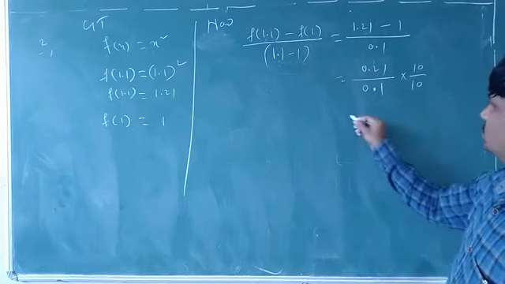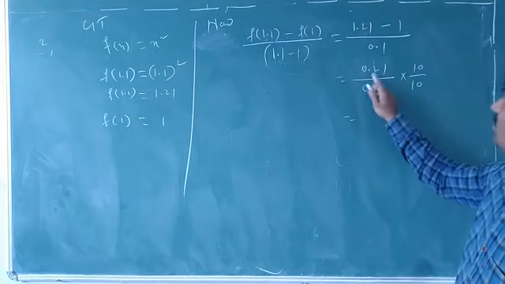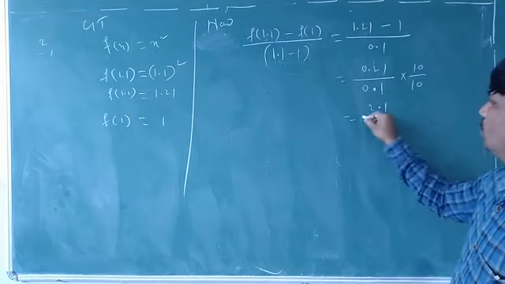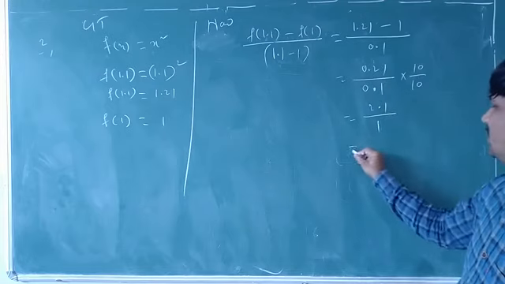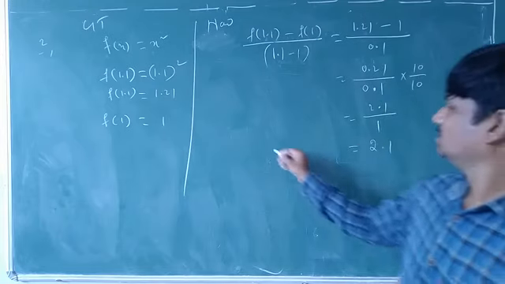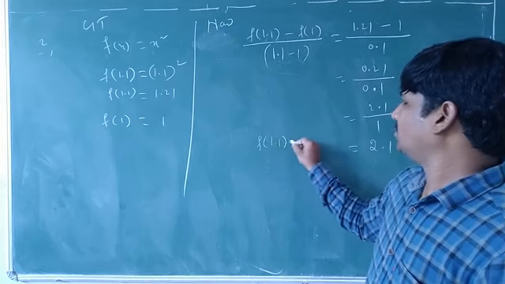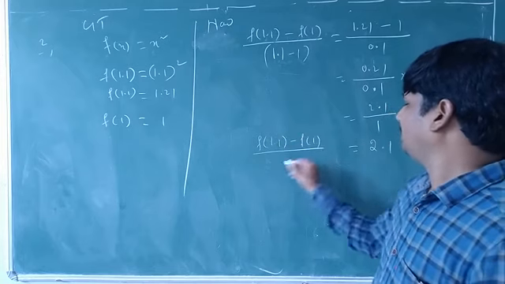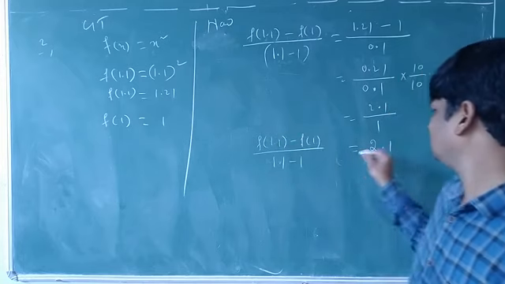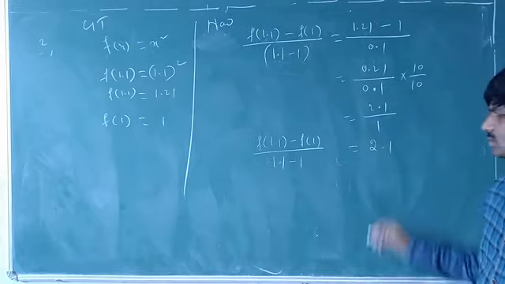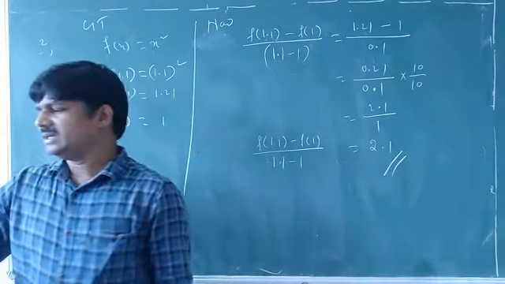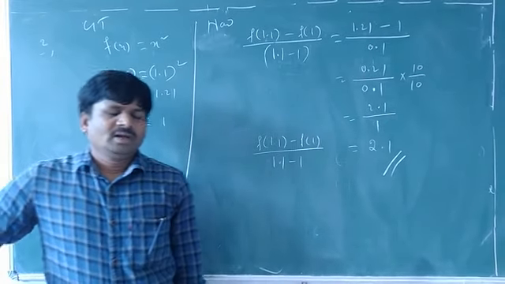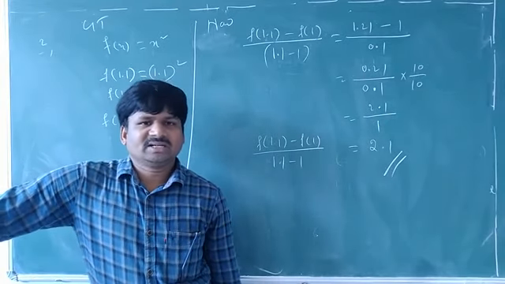So multiply by 10 and divide by 10 here, the decimal point moves, and the value comes to 2.1. So finally the value of f of 1.1 minus f of 1 by 1.1 minus 1 is equal to 2.1. In this manner we have to find this type of questions. Okay, remember. It is about this chapter, relations and functions.